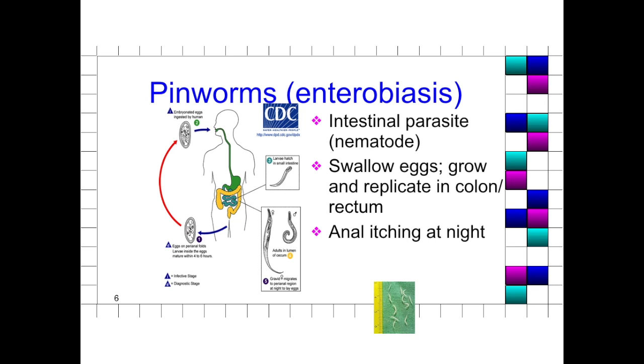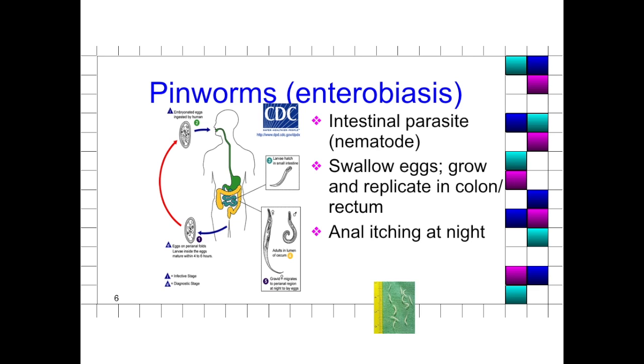Now our next little bugger is called pinworms, enterobiasis. This is an intestinal parasite. So you can see on the left the pattern of how this organism replicates. We swallow the eggs, they grow and reproduce in the colon and the rectum. And then the little worms come out of the anus during the nighttime. They wiggle around and they cause a lot of itching. And that's what the parents bring them in with. This kid is screaming and crying during the night and saying, "My butt itches."